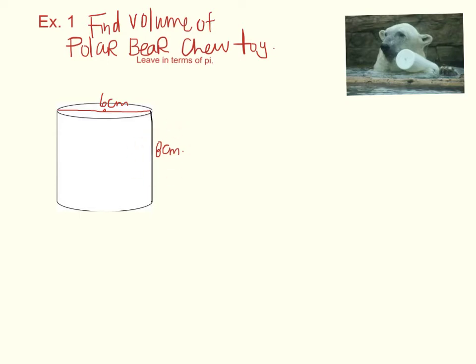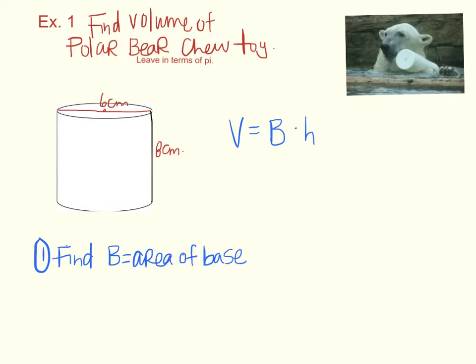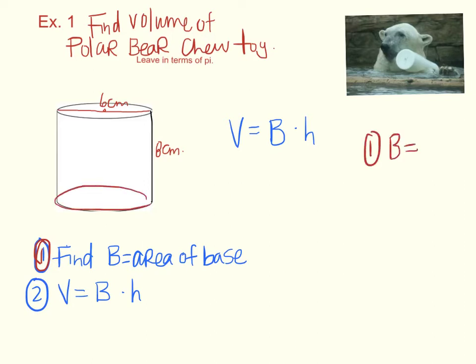They asked me to find the volume, and I know immediately that the volume is the area of the base times the height. So I'm going to start first by finding the area of the base, and second, I'm going to go ahead and plug that into my volume formula. So I'm going to color code this. So first I'm in red. I'm going to find the area of the base, which happens to be a circle.